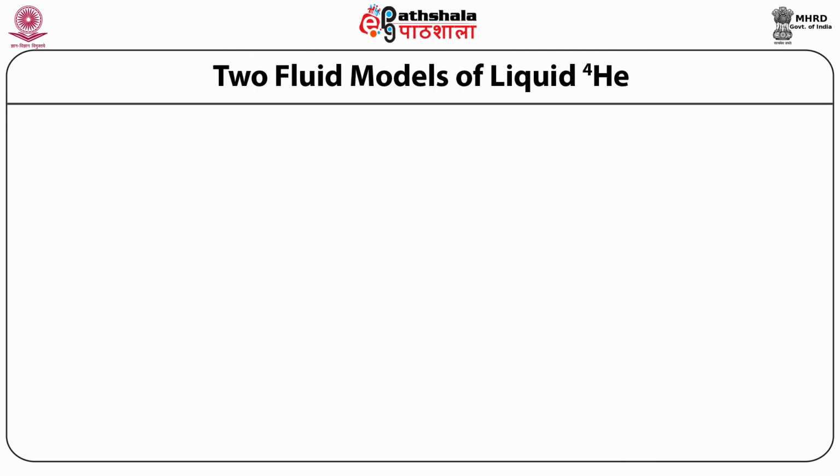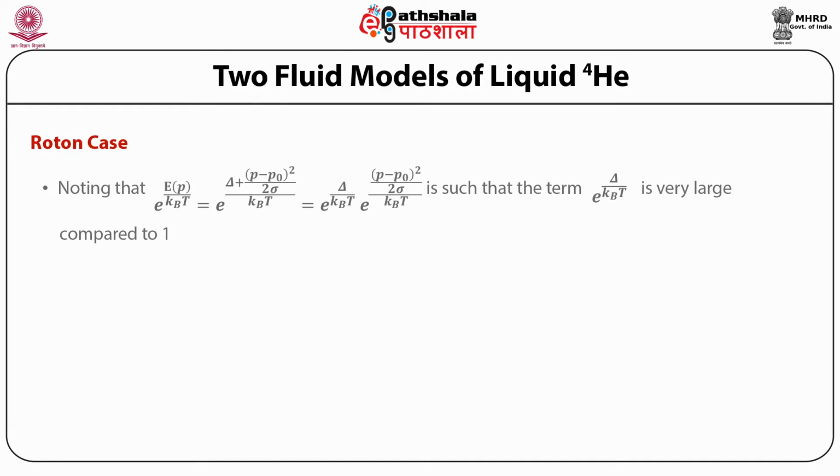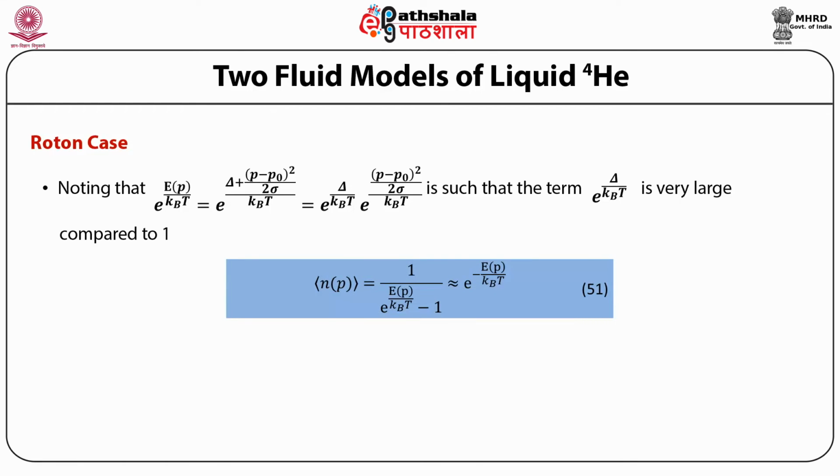Let us now focus our attention on the roton case. Noting that e raised to power E_p upon k_B T is equal to e raised to power delta plus (p minus p naught) whole square upon 2 sigma, divided by k_B T, which is equal to e raised to power delta by k_B T times e raised to power (p minus p naught) whole square divided by 2 sigma k_B T, such that the term e raised to power delta by k_B T is very large compared to 1. Therefore, the mean value of N_p, equal to 1 upon e raised to power E_p upon k_B T minus 1, is approximately equal to e raised to power minus E_p upon k_B T.